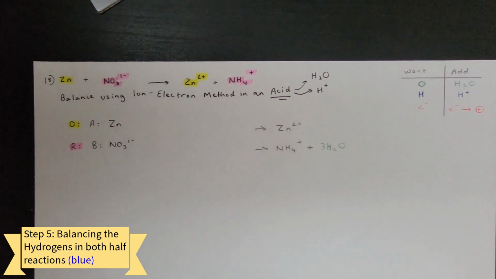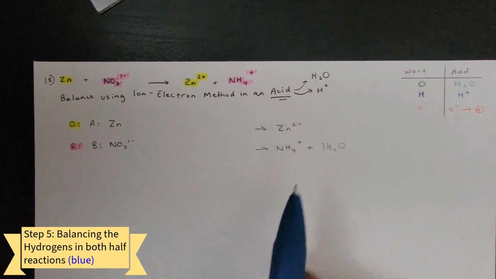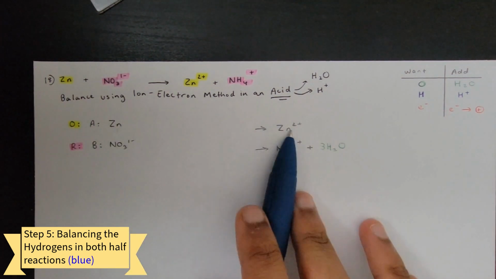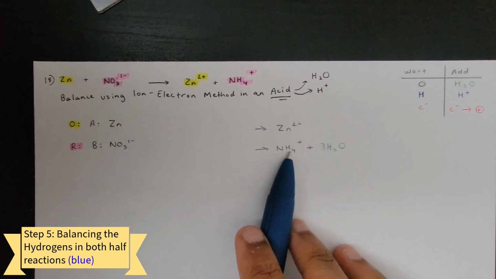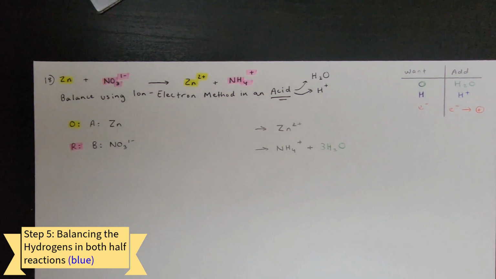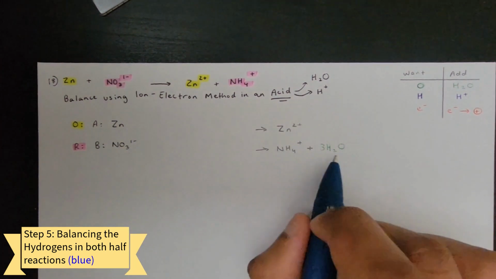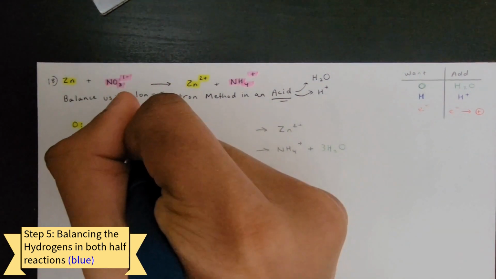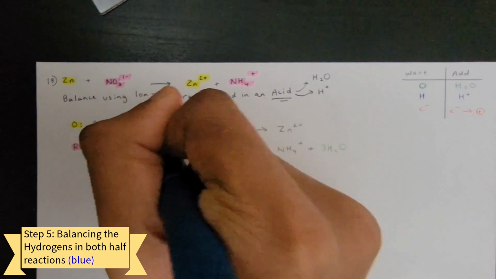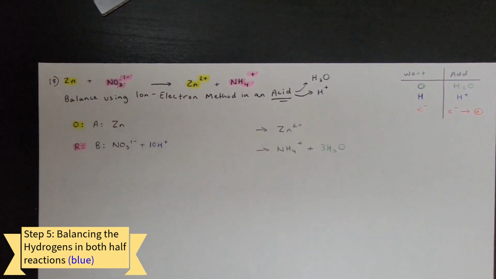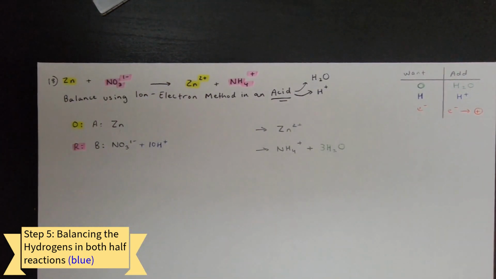Again, looking at reaction A, there's no hydrogens, so we don't need to balance anything there for now, so we'll go straight to reaction B. In reaction B, there's a total of 10 hydrogens on the right side and 0 hydrogens on the left side. On the right side, there's 6 from H2O and 4 from NH4+. According to our table, we'll add 10 H+ to the left side, and we're doing that in blue to match.